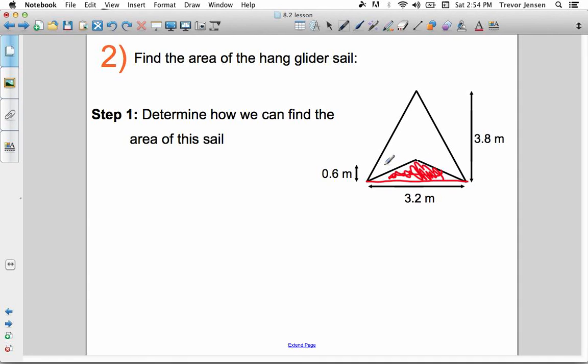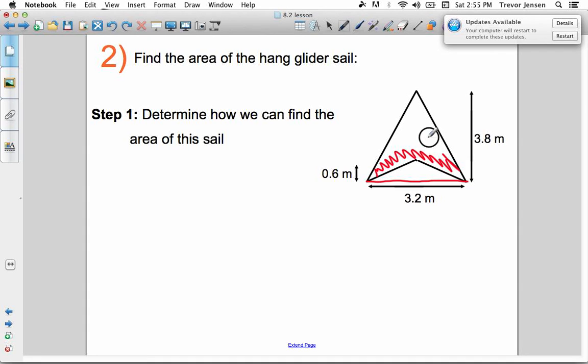So all we have to do is figure out the area of this whole thing that I've just constructed. I have the base of the triangle, I have the height of the triangle, so I can find the area by doing base times height divided by 2. And then I can subtract the area of this little triangle that has been cut out. I can find the area of that triangle because I have the base, and I also have the height of that little triangle. So I could subtract the area of that from the area of the big one that I've constructed, and that will tell me the area of just this part of the hang glider sail, which is what I want.